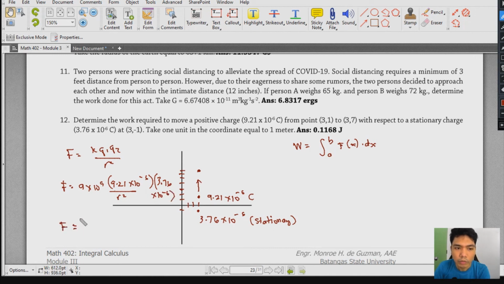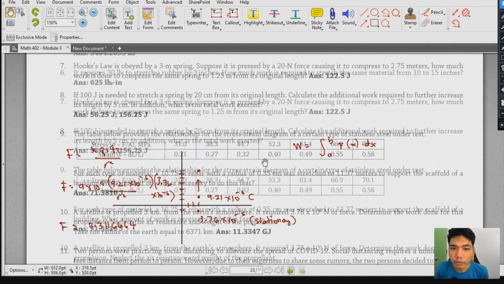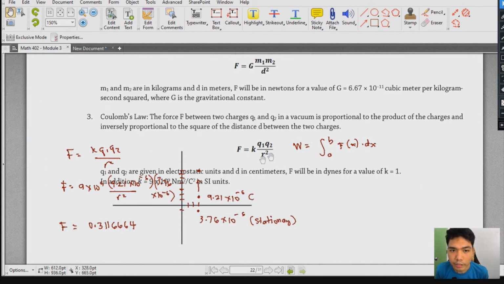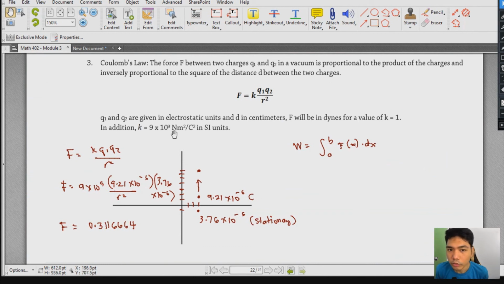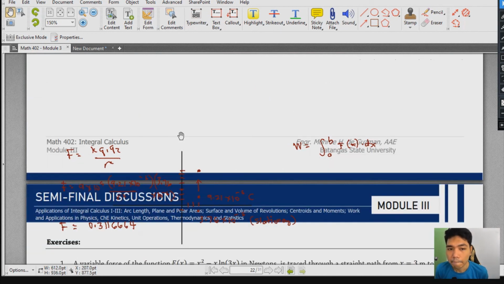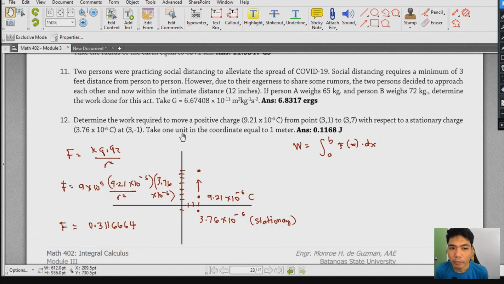So F would be equal to, so that is 0.31166664. So going back to the unit of your Coulomb's constant, so it's right here. The unit is Newton meter squared per Coulomb squared. So therefore, upon multiplication with Coulomb squared, you'll be left with Newton meter squared divided by r squared.